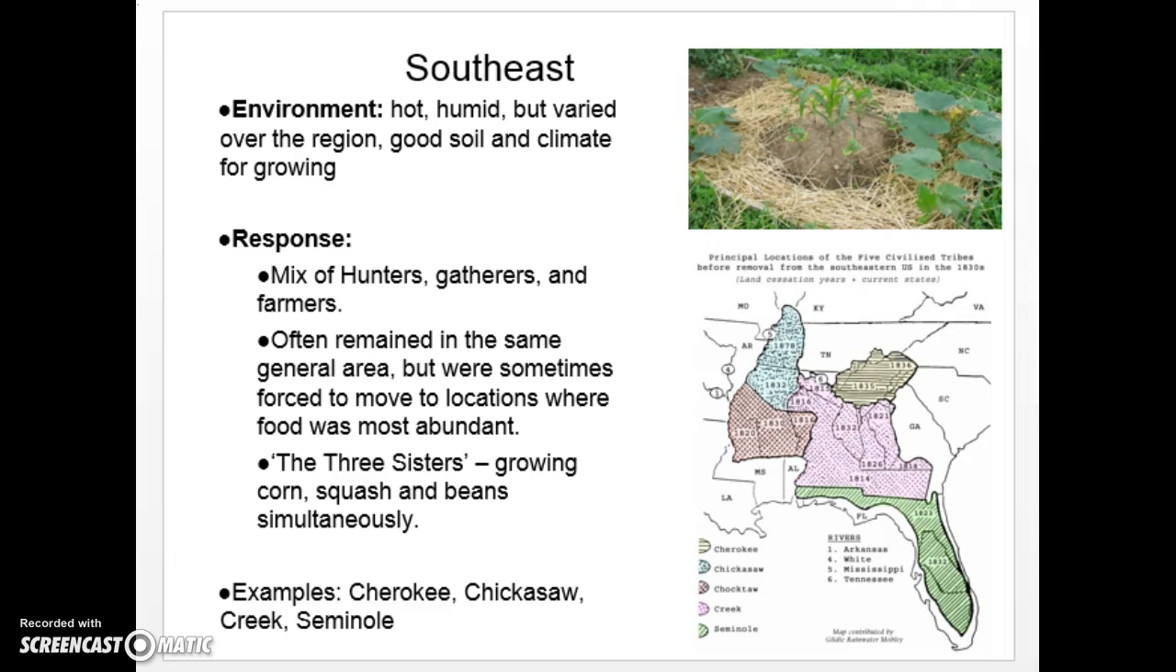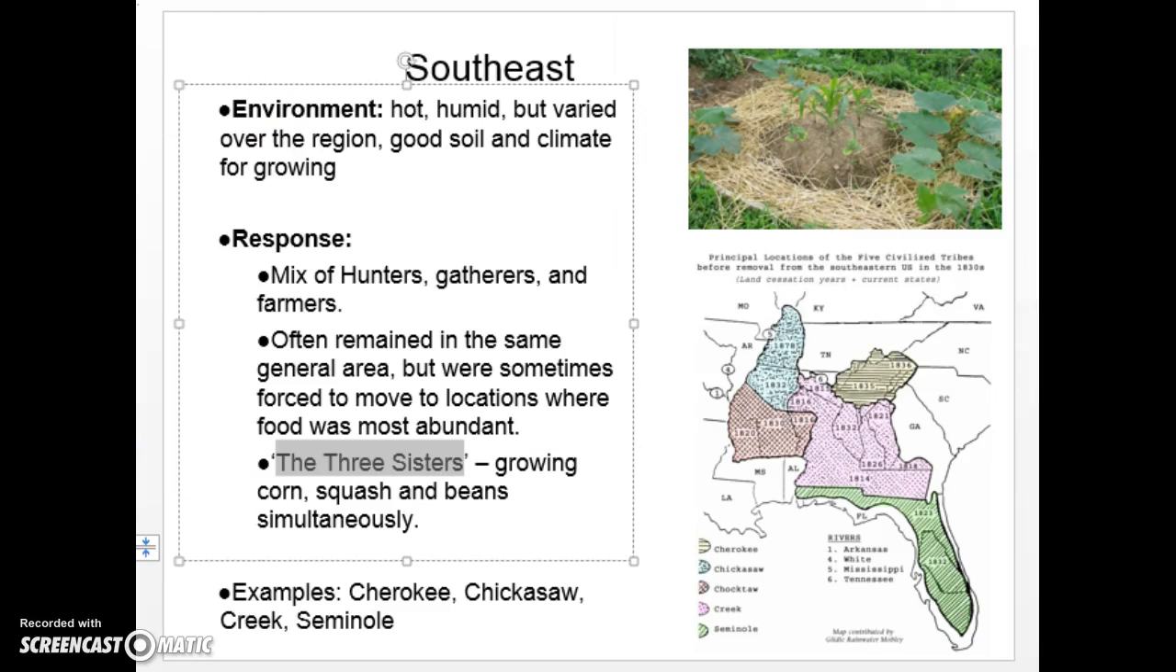In the Southeast, we have hot, humid, but varied climate, good soil and climate for growing, but it never really gets taken advantage of because many of the crops that they have simply aren't used effectively, and they don't have them for too long. So in these areas, they have a mix of hunters, gatherers. They often remain in the same general area, but were sometimes forced to move to locations where food was the most abundant.